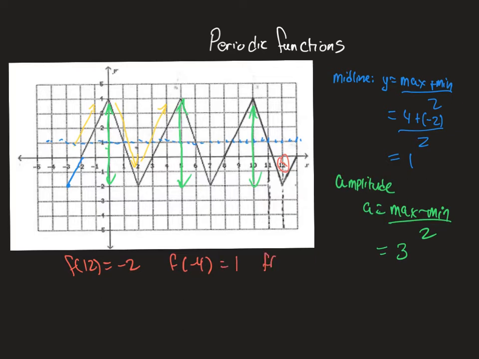What about f of 35? Well, f of 35 is basically the same thing as saying f of 5, because this is a multiple of 5, which is where I find my maximums. So this should be 4.